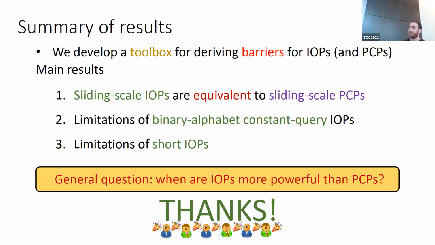I guess where does the technique break down when you have polynomially many rounds? Is it that the round reduction doesn't work, or?